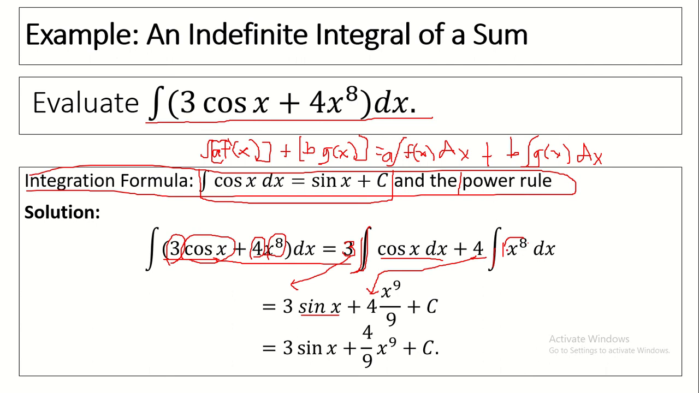okay, so, apply natin yung power rule of integration dito. So, x raised to 8. So, that will be x raised to 8 plus 1 divided by 8 plus 1. Kaya tayo merong x raised to 9 divided by 9. Of course, huwag kakalimutan yung plus c. Okay, so final answer 3 sine x plus 4 over 9 x raised to 9 plus c.